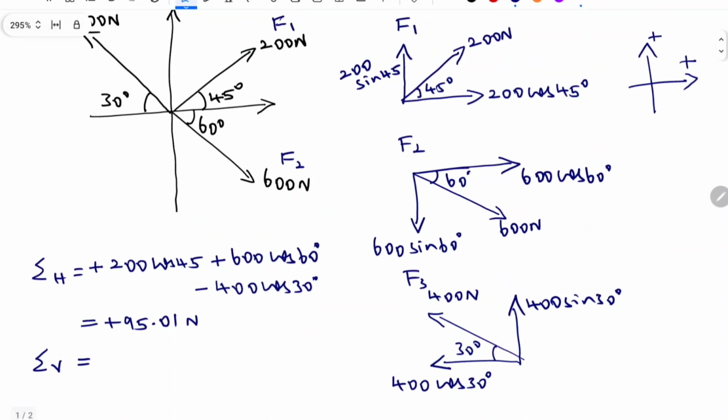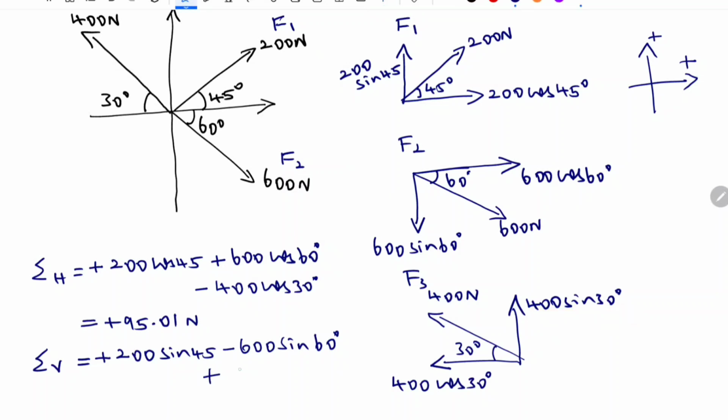We know that in the vertical forces, the upward forces are considered as positive one. Now coming to F1, this 200 sin 45 is acting in the upward direction. So it is considered as positive. So it is plus 200 sin 45. And this 600 sin 60 is acting in the downward direction. So it is considered as negative. So minus 600 sin 60 degree. Now coming to the force 3, this 400 sin 30 is acting in the upward direction.